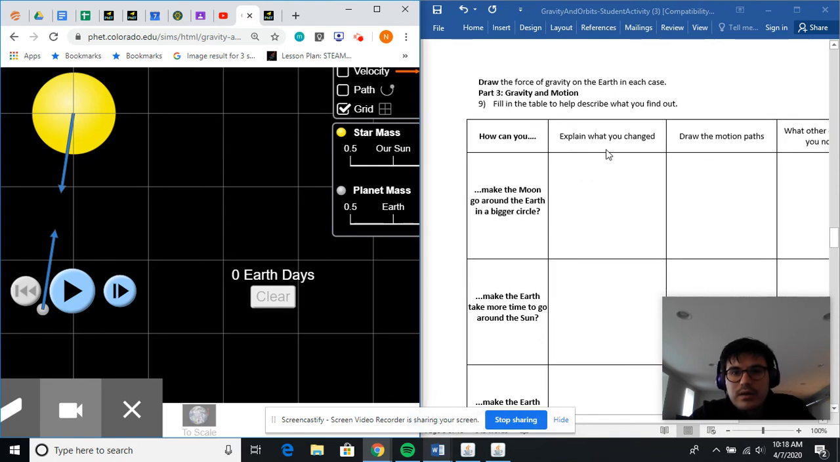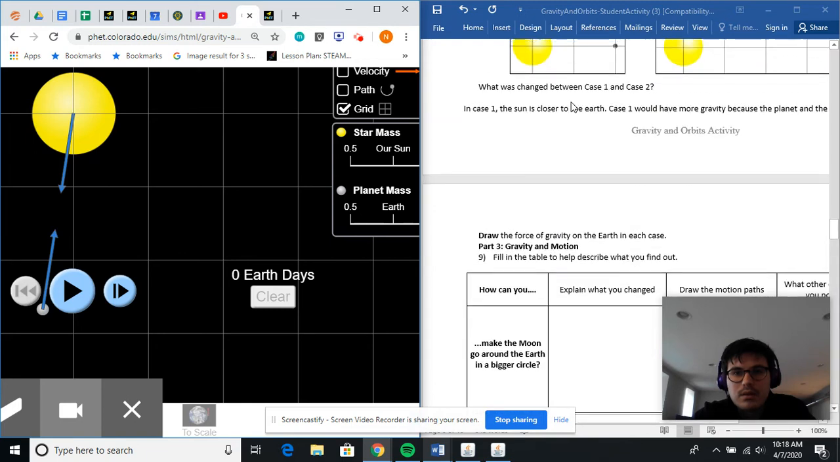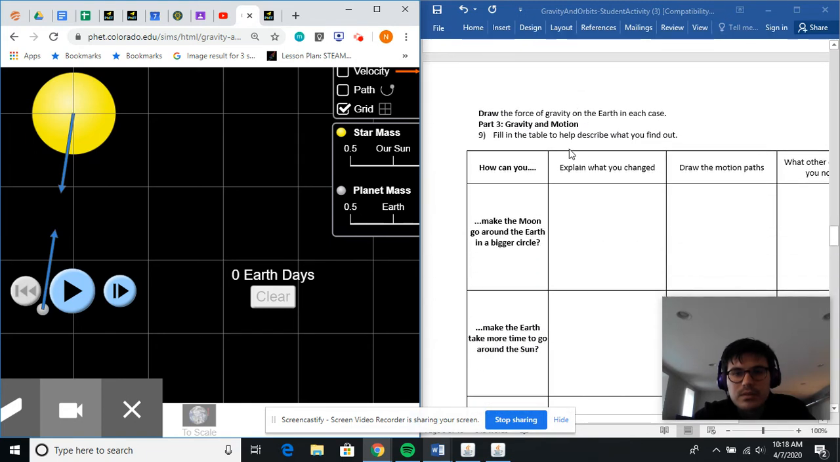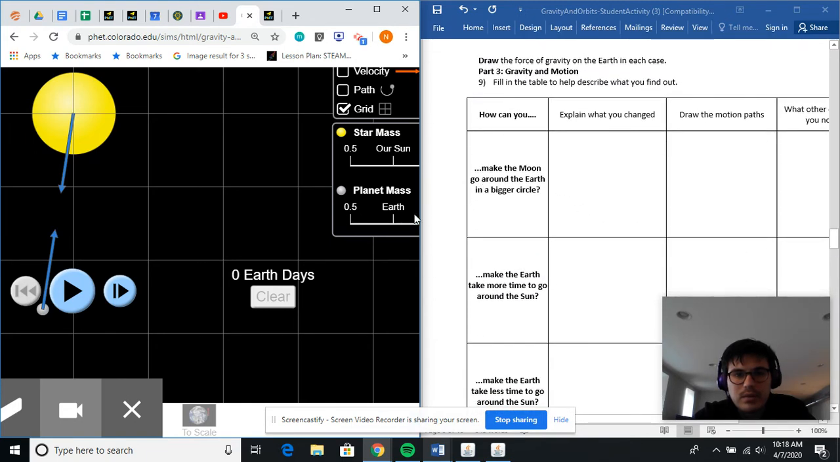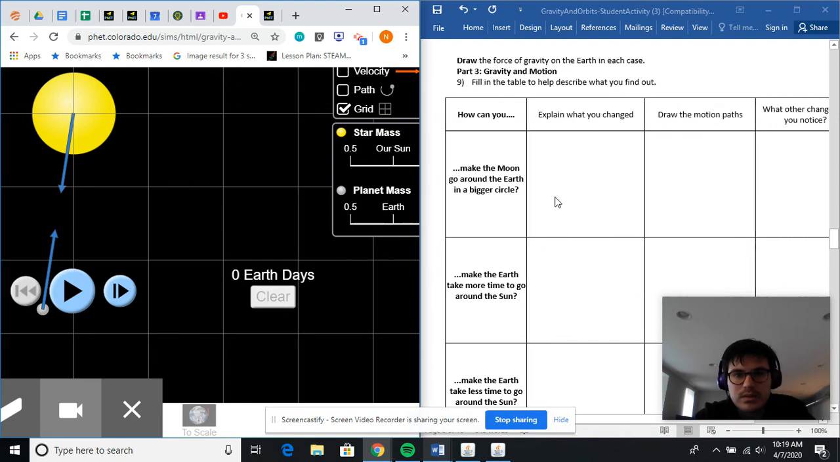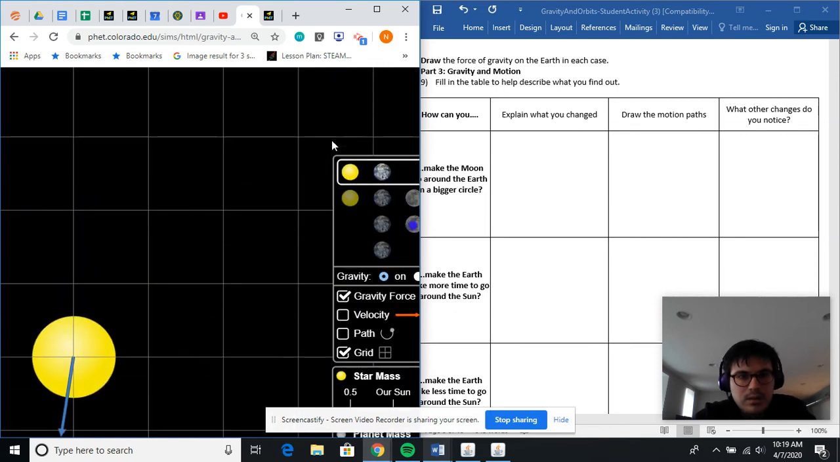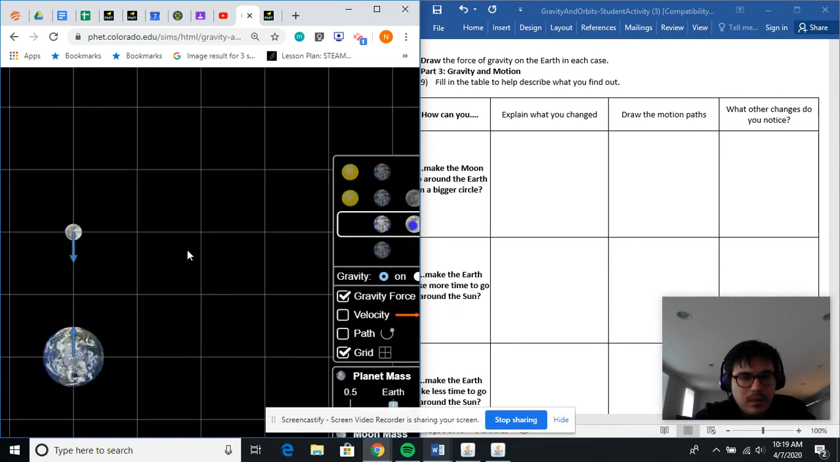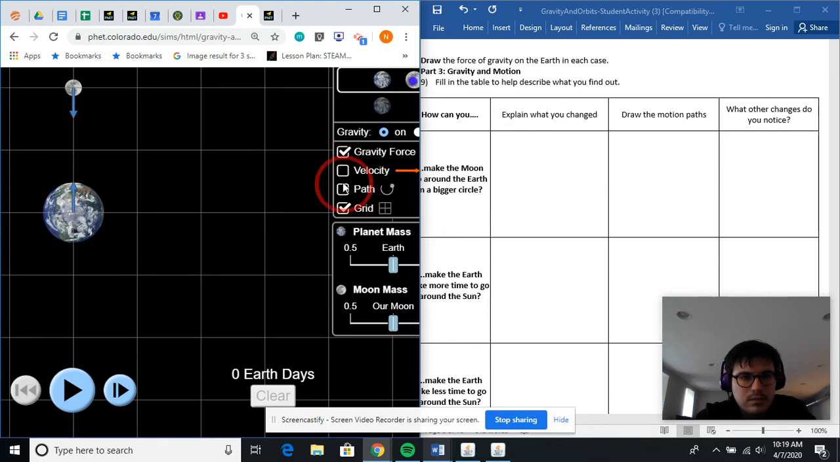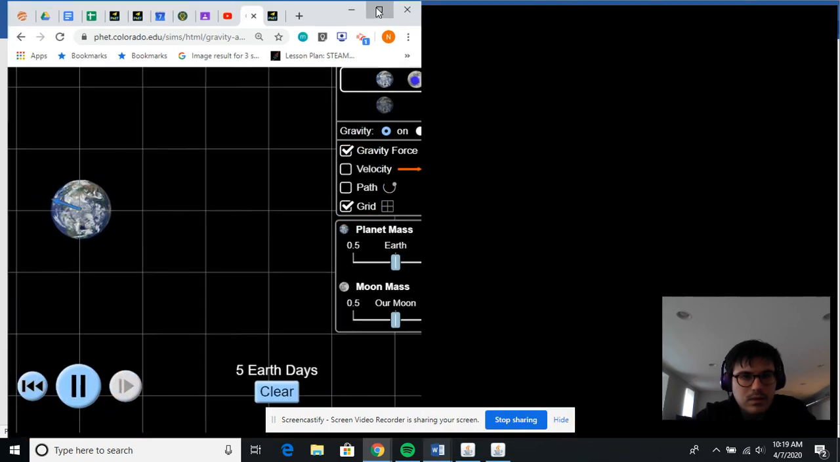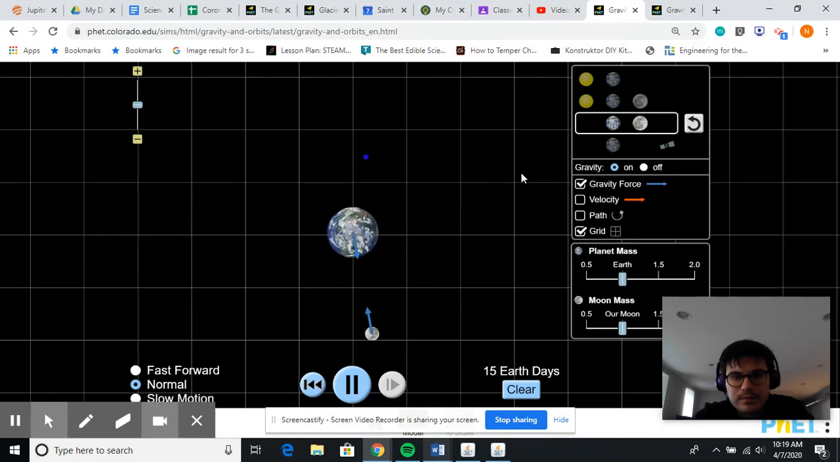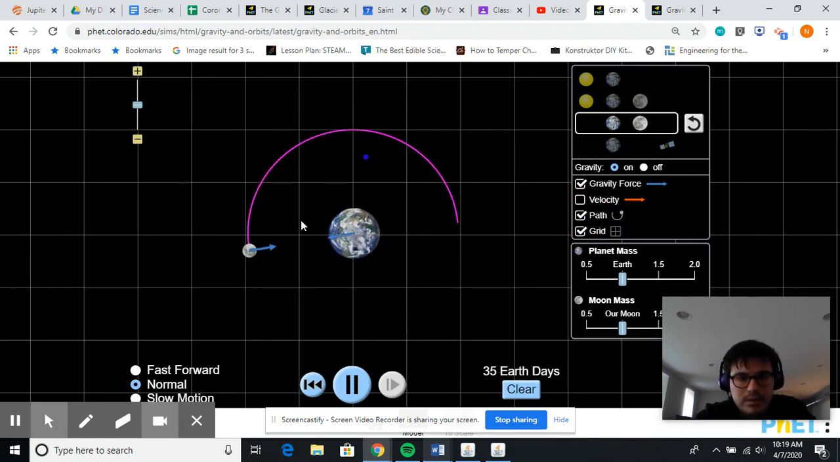All right, draw the force of gravity on the Earth in each case. Fill in the table to describe what you find out. How can you make the moon go around the Earth in a bigger circle? Okay, so this is kind of fun. Knowing what we know now, this is the normal. We want the moon to go around in a bigger circle. So how would we do that?